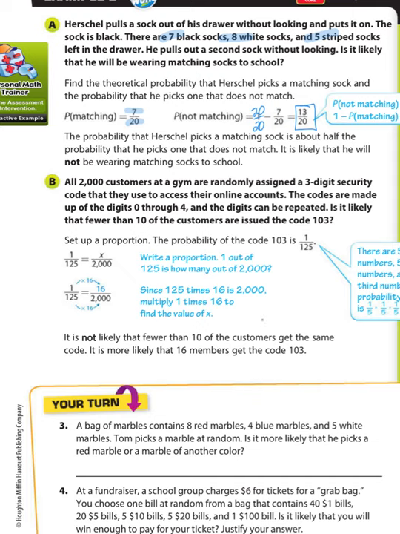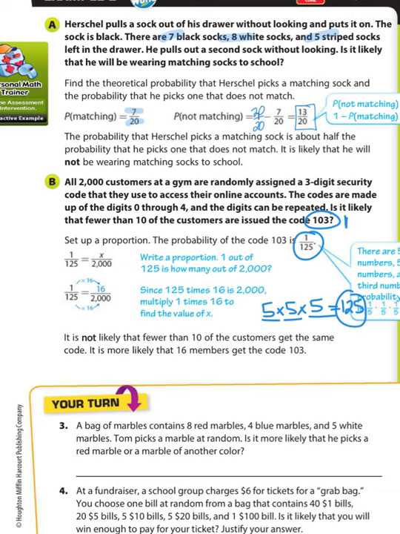Okay, so you have a 3-digit security code, and it's 0 through 4, which is actually 5 digits, because it's 1, 2, 3, 4, and then 0. So there's 5 possibilities for each digit, which means there are 125 possible combinations. So this is only one combination. So the probability of the code 103 is only 1/125th. We got that because this is one event out of 125 total outcomes.